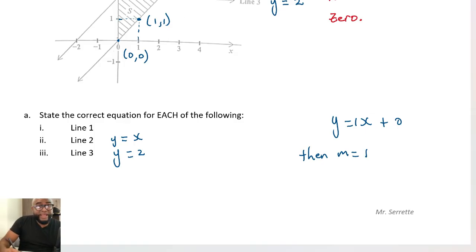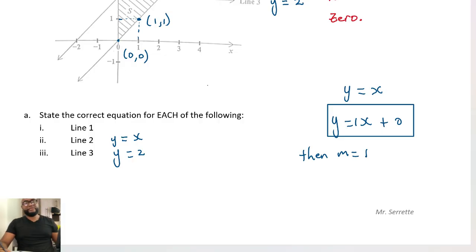C is 0, and it's passing through the y-axis at 0. So this is really the equation here, but you don't have to write all this. You can just put y is equal to x. Cool? Yeah, that's right. Y is equal to x. This actually means all of this here.